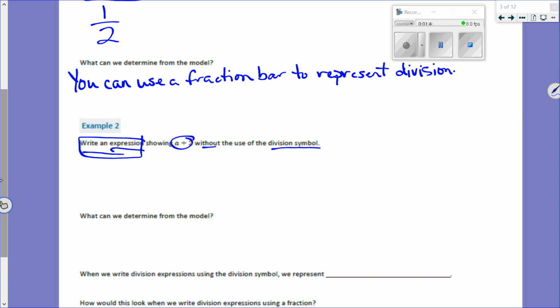What do you think, Willie? A over 2 with a fraction bar. So what can we determine from the model? You can use a fraction bar even if there is a variable in the expression. Yeah. We can use a fraction bar even if there's a variable.